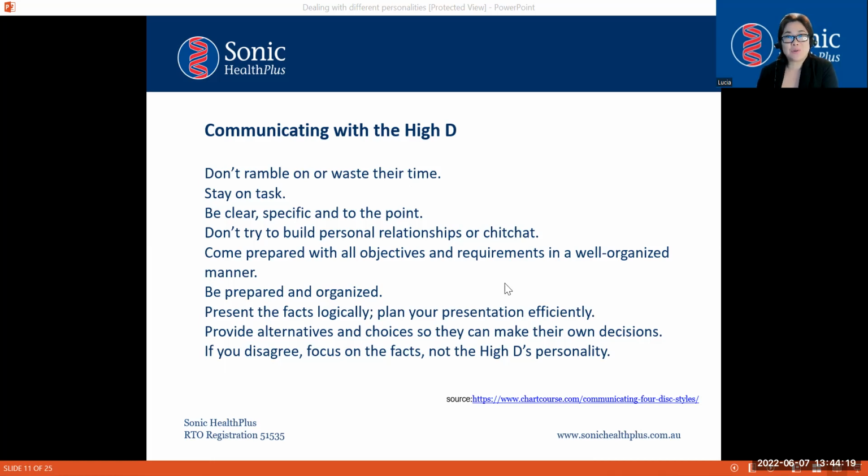If you do disagree with the D, which could be very, very likely, focus on the facts. Do not focus on character. Just mention the actions, okay? And keep your eye on the prize when you're speaking with the D. Taking things too personally and too emotionally with the D is only a recipe for disaster. They love to be objective about their communication style and the decisions that they make. So look at it from their perspective.